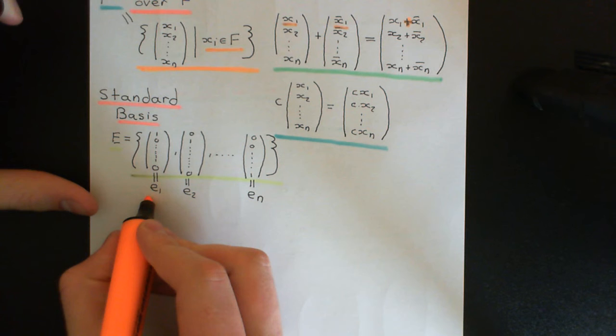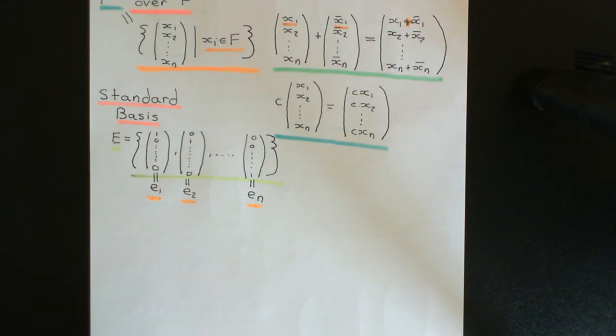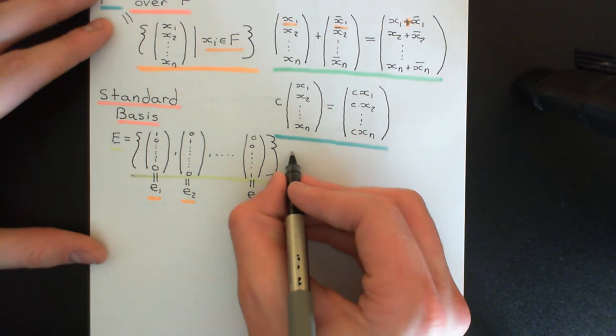Okay, so let's now check that this set of vectors does actually satisfy the axioms of being a basis. And then let's shoot it down. Let's say why this is not the only basis, and why actually it's no more important than any other basis that you can find for this vector space Fn. Okay, so why is it a basis first?